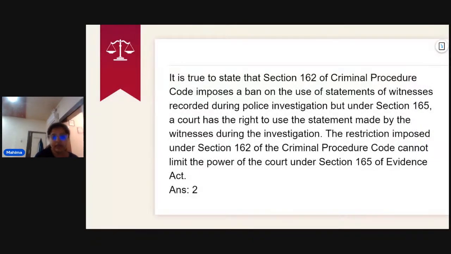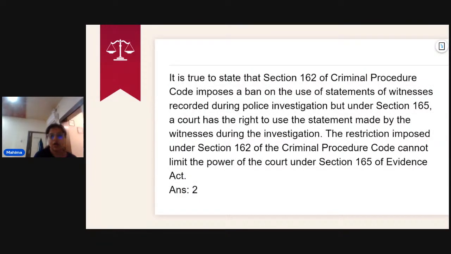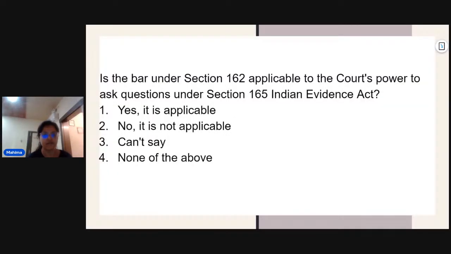The correct answer is option number 2. It's not applicable because 162 was a CrPC provision. It imposes a ban on the use of statements of witnesses recorded during police investigation. But under Section 165, a court has the right to use the statement made by the witnesses during the investigation. The restriction imposed under Section 162 cannot limit the power of courts under Section 165. That is obvious. Yes, Shubham is right.